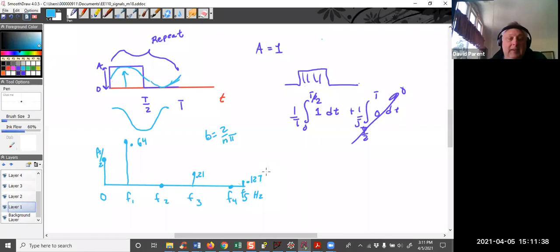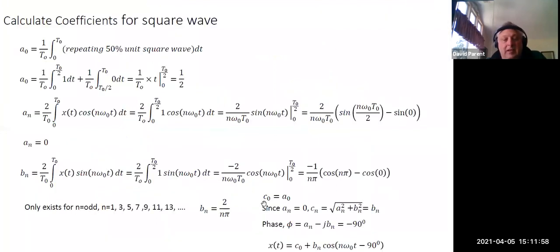And if we were to convert this to C values, which is another way of looking at it, a C value combines the sine and the cosine into one cosine with a phase. This is the formulation: you take the magnitude of the sine and the cosine, and then the phase, you just do that.